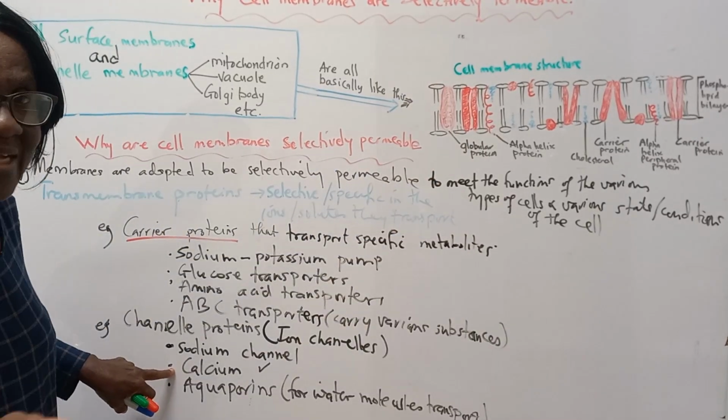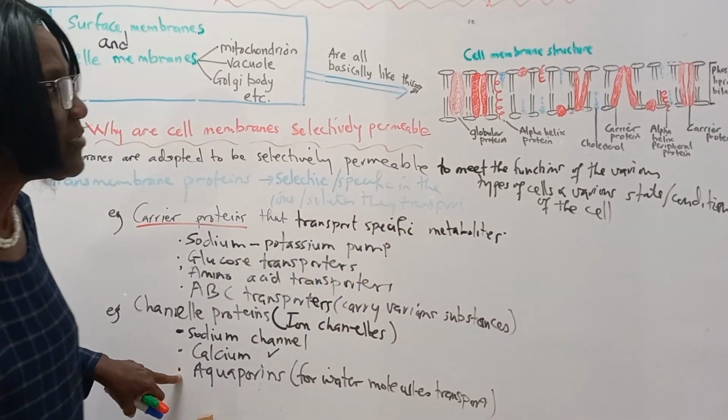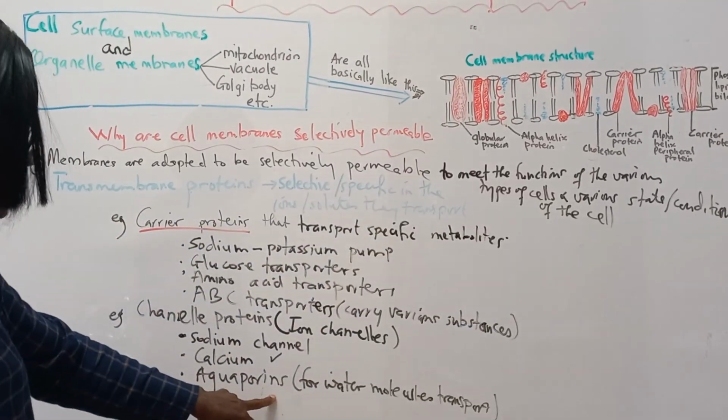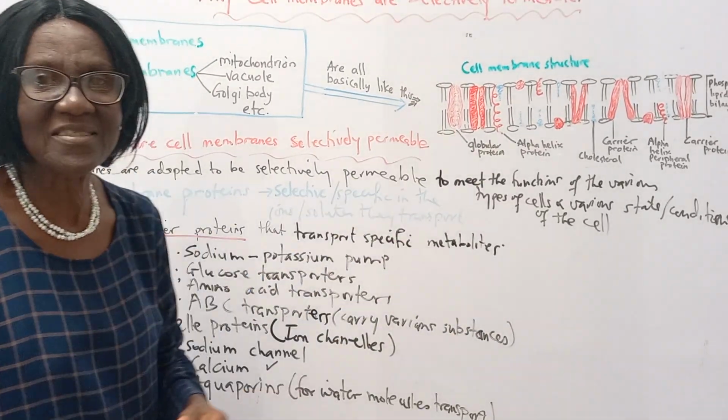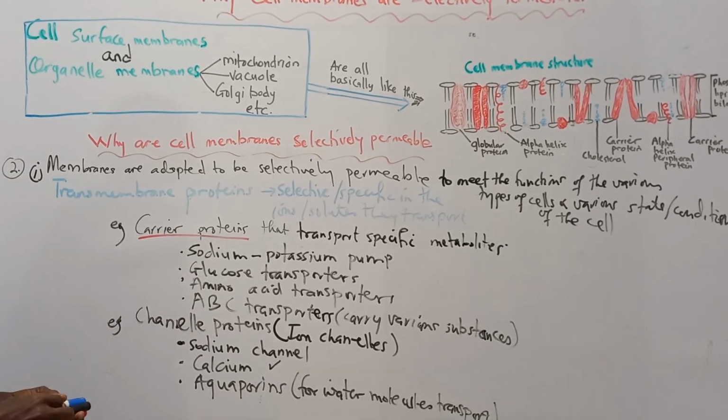You have some that specifically will allow calcium to pass through. You have some that will allow water to pass through, called aquaporins. So membrane proteins are selective in the substances they transport across the membrane.